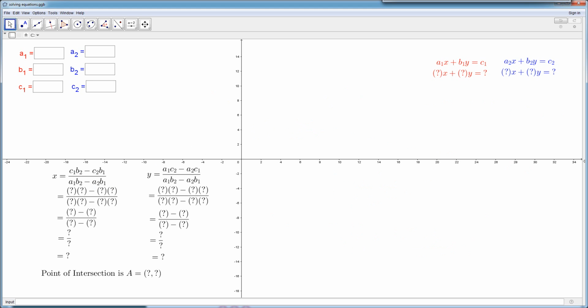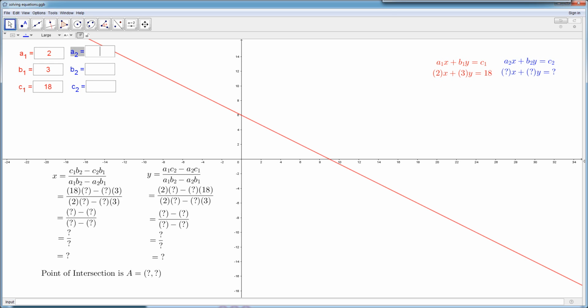So in order to illustrate this point, let us see some examples of finding the intersection point of two lines. The first straight line which I am going to take is 2x plus 3y is equal to 18, and the second line is 3x plus 2y is equal to 17.